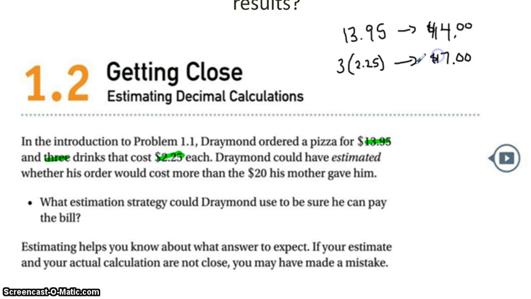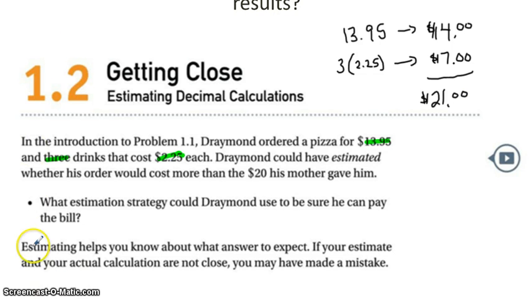Again, I'm using this to say that I know that 3 times 2 is 6, and that I would have 3/4, which would be $6.75, and that would be going ahead and rounding up to the next dollar amount. So that 14 plus 7 gives me $21. And Draymond is probably not going to have enough money to pay for the bill, or it's going to be very, very close to $21, and therefore he will not have enough money.